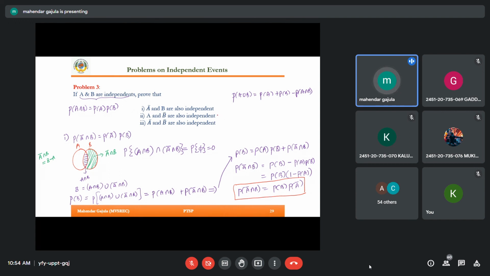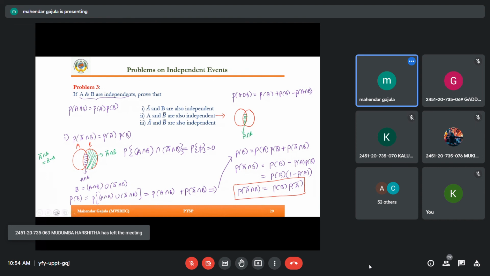Second one, how do we prove it? We have to use the Venn diagram. Anyway, this condition is given. We have to use another one, A B bar.